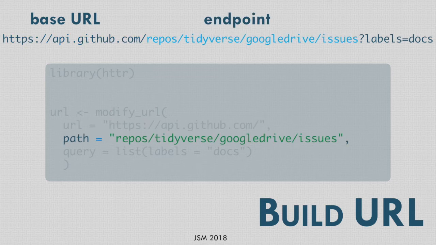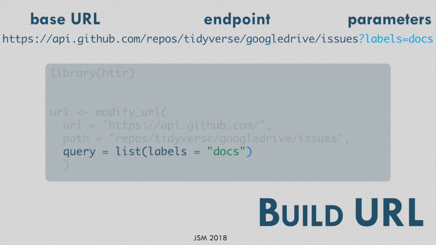The next part of the URL is known as the endpoint. This tells the web server where the resource is that you want to access. And again, these endpoints are specified in the developer documentation. In this case, I looked at those docs and I saw that in order to pull issues, I would use the endpoint repos, and then I'd need to state the owner of the repository, and then the name of the repository, and then finally issues. And so I plugged in, in my case, tidyverse as the owner of the repository and googledrive as the name of the repository. And I put that in the path parameter of the modify_url function.